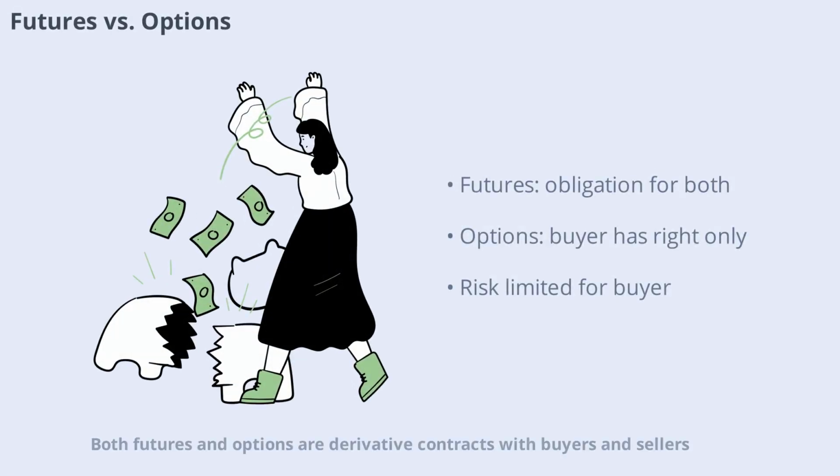Both futures and options are derivative contracts with buyers and sellers, set prices and settlement dates. However, futures obligate both parties, exposing them to unlimited risk and reward. Options, on the other hand, only obligate the seller. The buyer risks only the premium paid, while the seller faces potentially unlimited losses. This key difference makes options attractive for those wanting to limit downside risk while retaining upside potential.